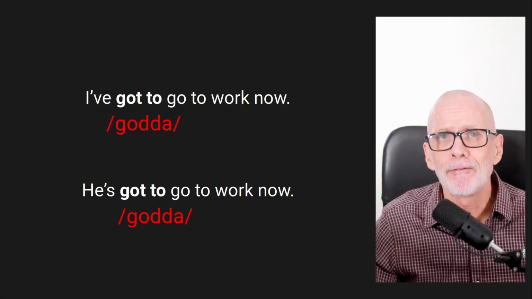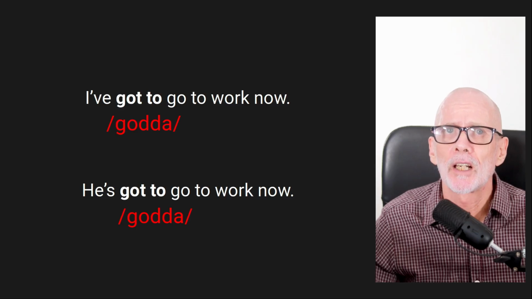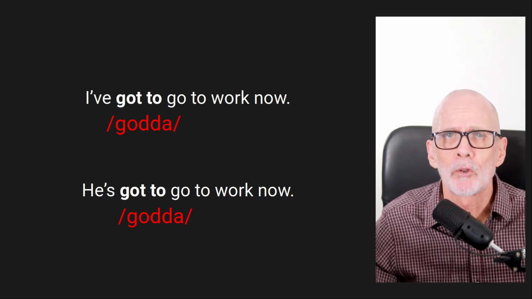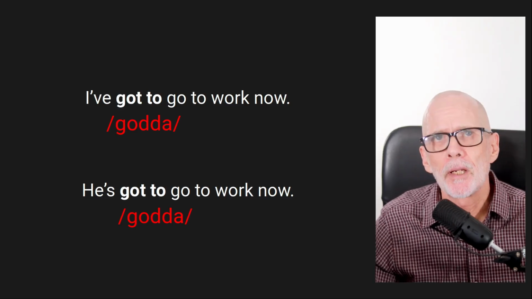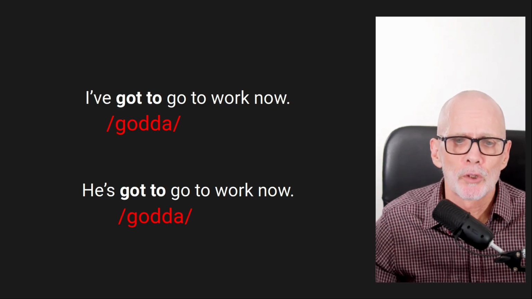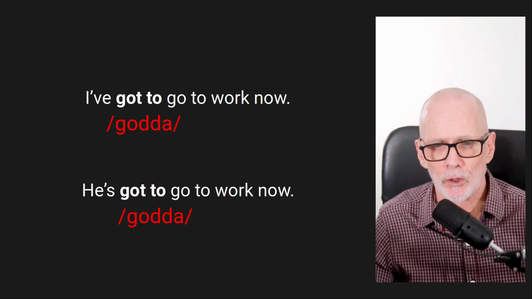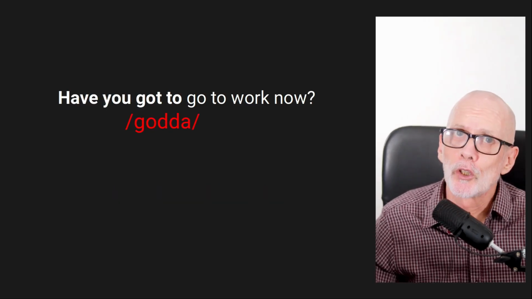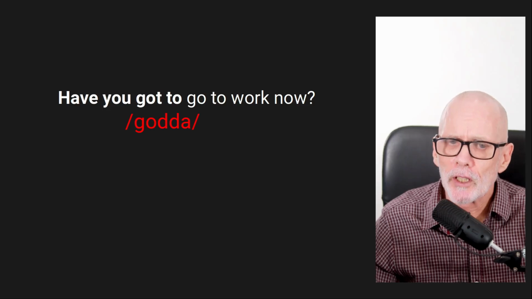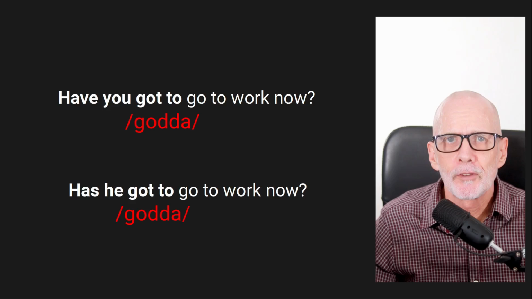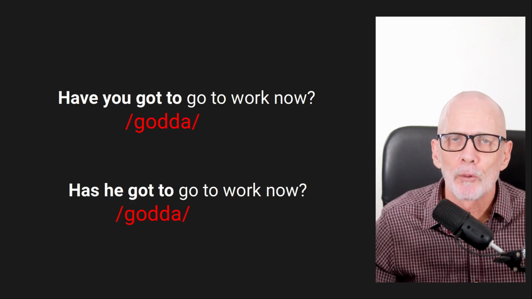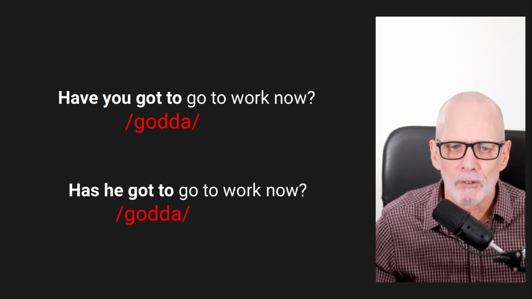So this is an informal way of saying have to, very common in spoken English. Instead of saying I have to go to work now, many people in informal English would simply say I've got to go to work now, or he's got to go to work now. We can also use it in questions. Have you got to go to work now? Has he got to go to work now? So in informal spoken English, it's very common to use this structure instead of have to.